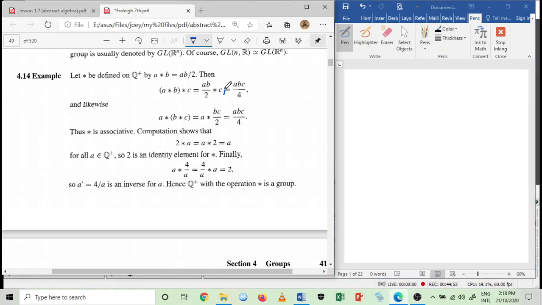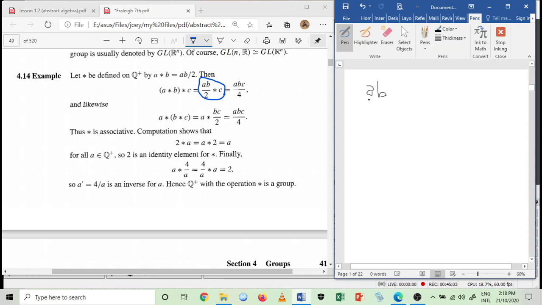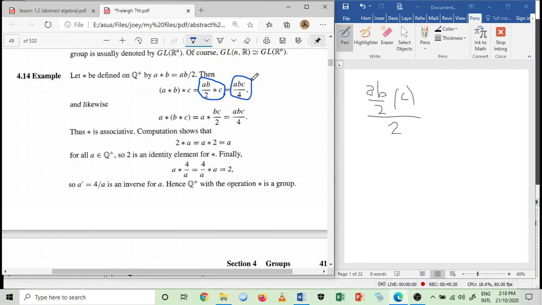This one, AB over 2 would be AB over 2 operation C, so times C all over 2, which would be equal to ABC over 2 or ABC over 4.